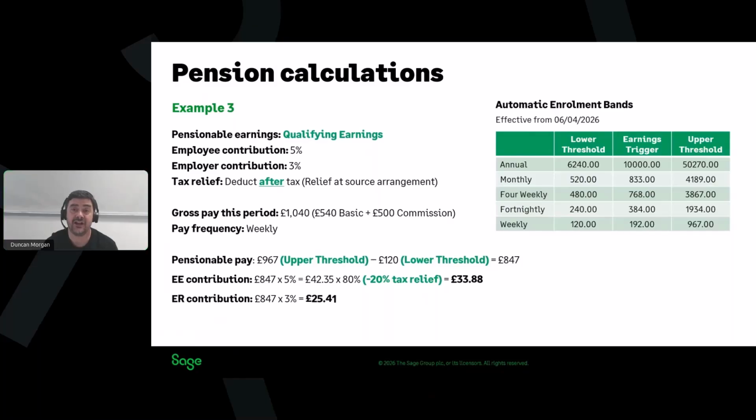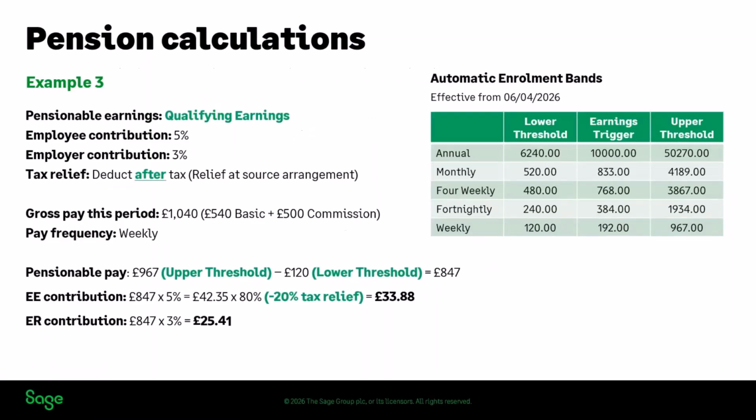Employer's contribution is the pensionable pay, 847 times 3%, which for this employee will be £25.41. So let's have a look at this one in payroll, and we'll make some changes to the pay just to see how that affects the pension contribution.